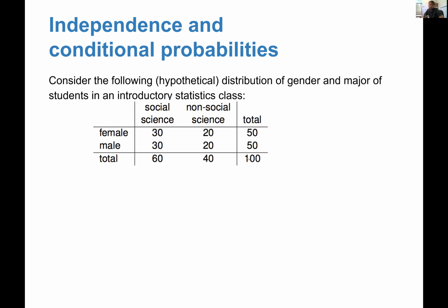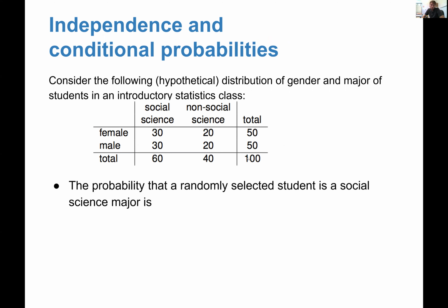Consider the following hypothetical distribution of gender and major of students at an introductory statistics class. Let's say we've got 50 female and 50 male students, and 60 of them are in the social sciences and 40 of them are something else. So the probability that a randomly selected student is a social science major is, think about how you'd answer. All right, 3, 2, 1. The answer is 60 out of 100, so 0.6, 60%. These are really nice numbers for doing percentages.